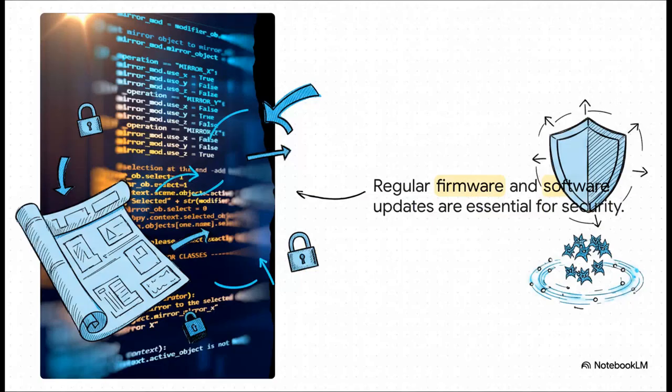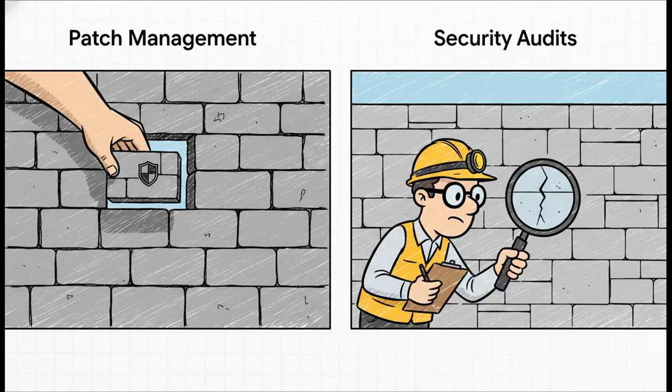And a huge part of that maintenance is keeping your blueprints updated, the firmware and the software that run all your network devices. That's their fundamental design. Attackers are always studying these blueprints, looking for any little weakness they can exploit. So when a flaw is found, the manufacturer releases a patch, which is basically just an update to the blueprint that fixes that vulnerability. And that leads to two absolutely crucial practices.